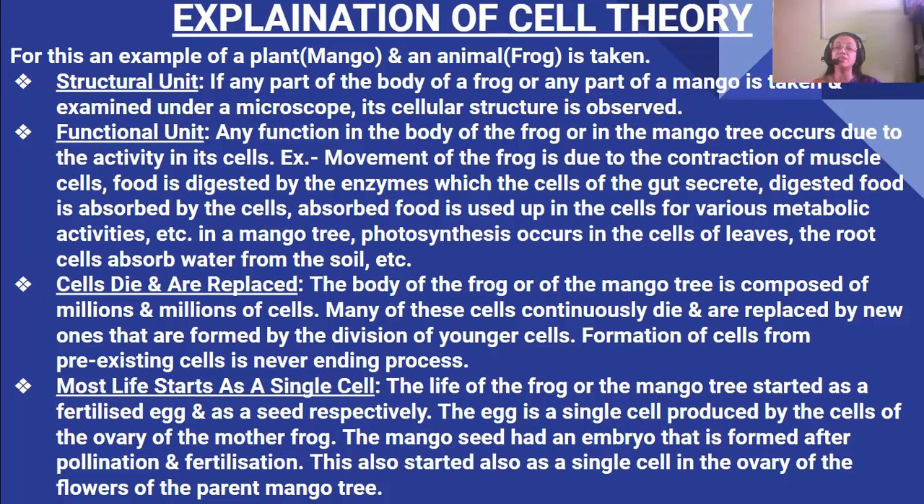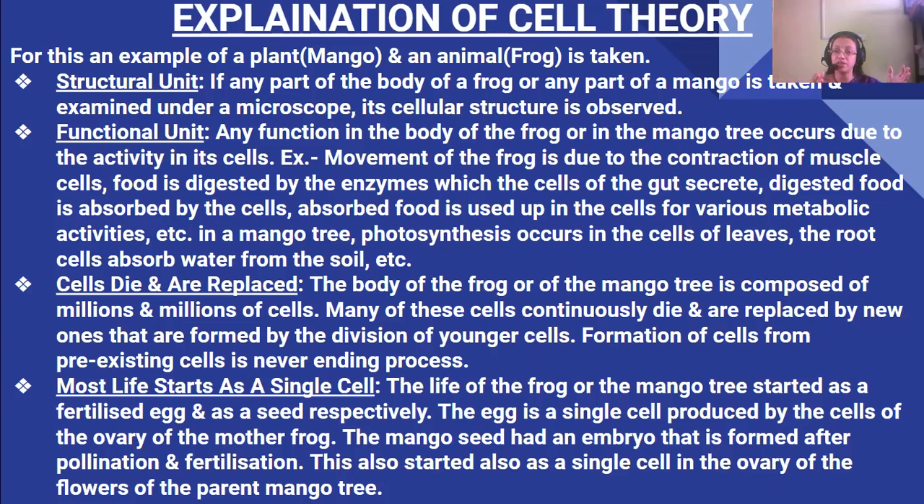Then the cells die and are replaced. The body of the frog or the mango tree is composed of millions of cells. We told you that if we cut and examine a part of the frog or a mango tree, we can see that they are made up of cells. So millions of cells are there. Many of these cells continuously die and are replaced by new ones formed by the division of the younger cells. Formation of cells from pre-existing cells is a never-ending process. Once they are dead, they are replaced by new cells. This is a continuous process going on.